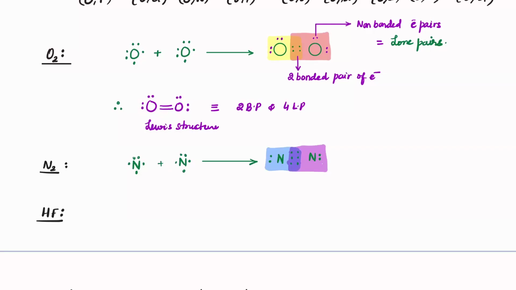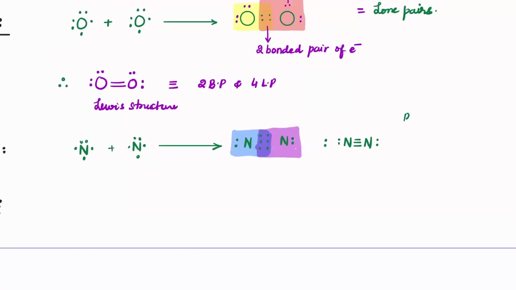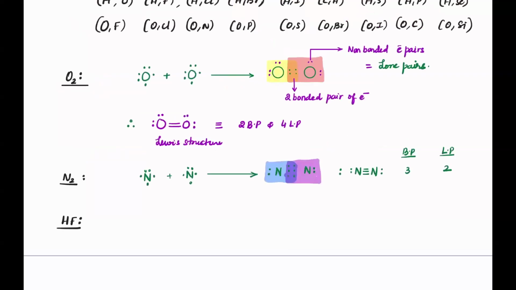So how do we write the bonding here? N triple bond N with a lone pair on each side. So three bonds are there, that's why I'm using the words triple bond. And how many bond pairs and lone pairs do we have? You can see the number of bond pairs here is 3. The number of lone pairs here is 2. Got it?